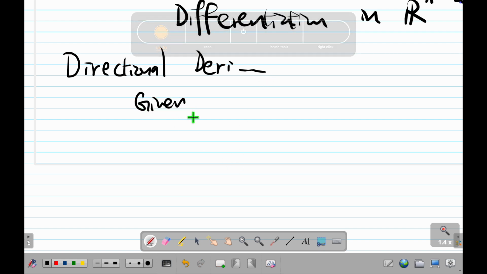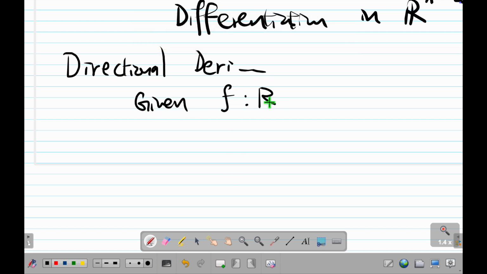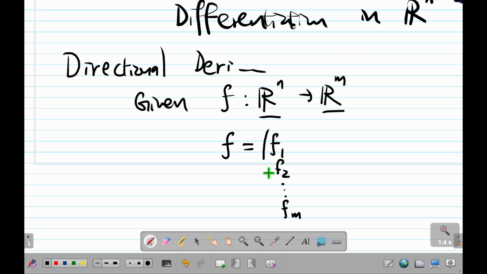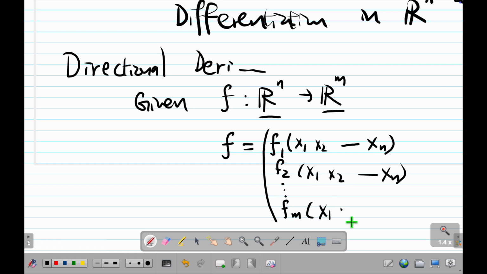We are given a function f. Now, this is very general. I just say Rn to Rm. Usually you can say this is a vector space, this is a vector space, but now let's say just Rn and Rm. That means this function is not to a scalar. So this f is f1, f2, and so on up to fm. And the input is an n-dimensional variable, so x1, x2, and so on up to xn, and the same x1, x2 to xn for each component. Okay, so it's like this.